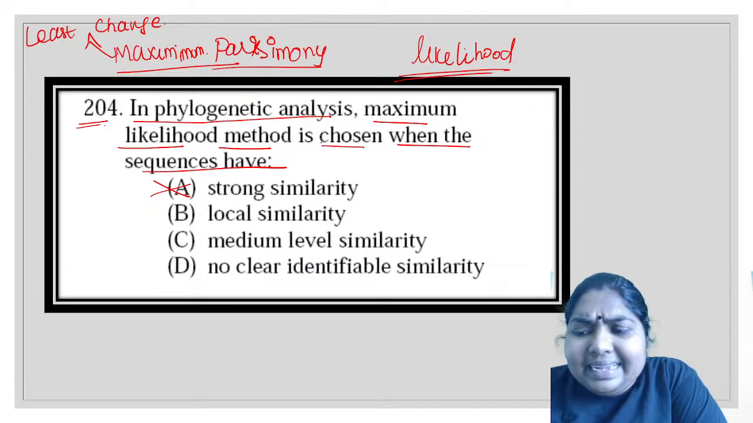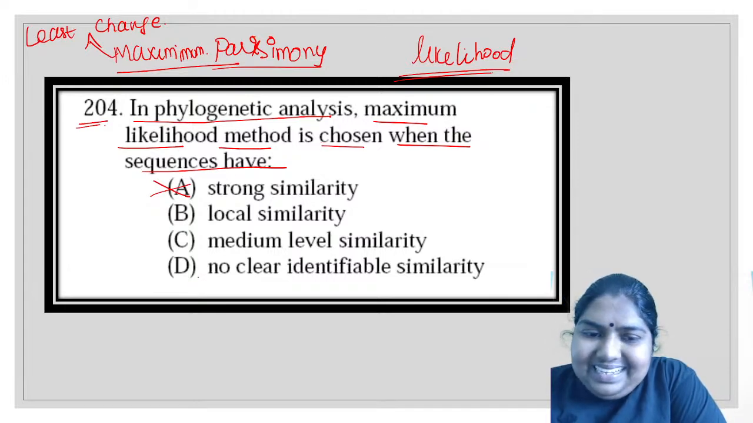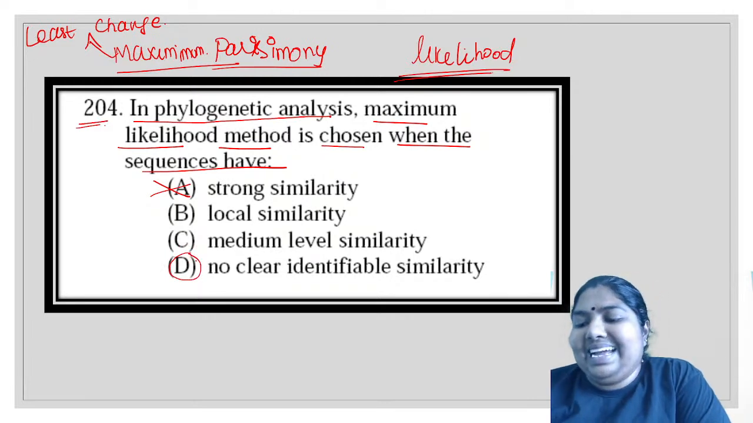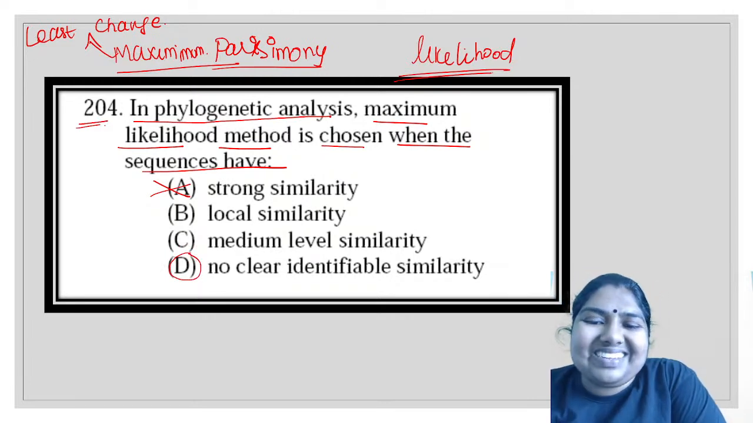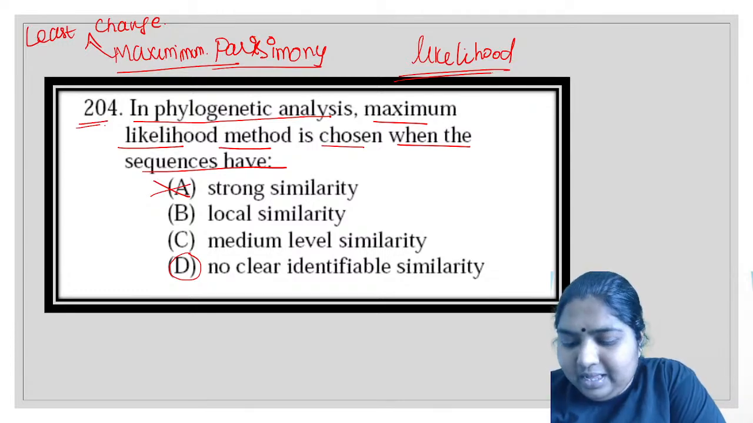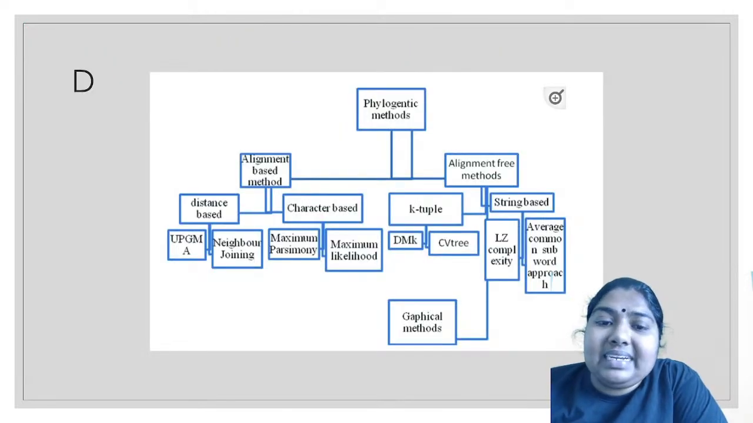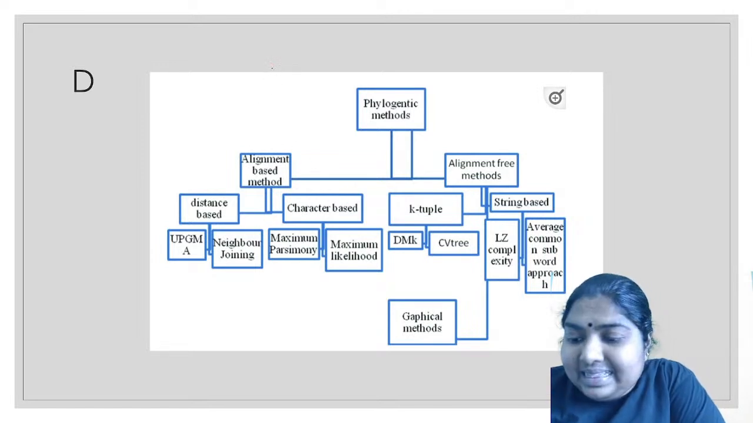So maximum likelihood. Likelihood means there is no clear identifiable similarity. That is what is called likelihood, the likelihood of getting the correct one. Okay, fine. So you have to understand that there are different methods. These are all the methods available for construction of your phylogenetic tree.